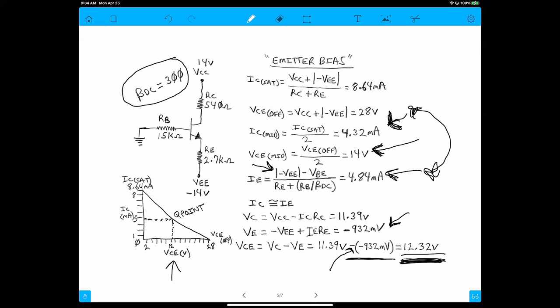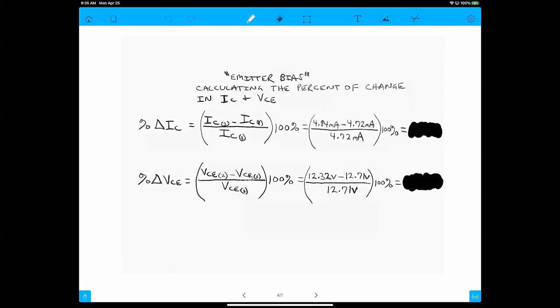So the question is how much of an effect did our temperature have with our increase in beta? How much effect on our Q point did we have with the increase in temperature, which affected our beta? They look really close, but we want to know what kind of percentage change it caused. So in order to do that, we're going to calculate our percent of change in IC and VCE. Punch these values into your calculator real quick and let's see what we come up with for the percent of change for the IC and VCE, and then post that in the chat.